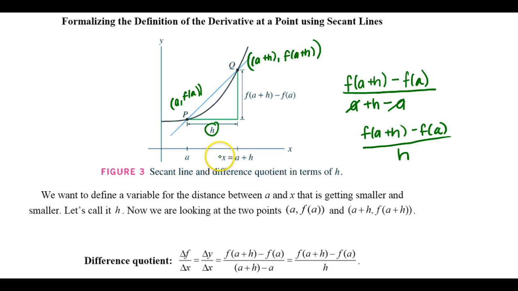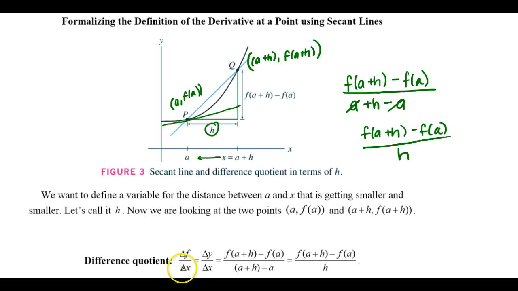Instead of x getting closer to a, we really want this distance that we called h. We want this distance to go down to 0. So if this distance ends up shrinking all the way down to 0 or approaching 0, then that's going to help us find the slope of the tangent line at the value of p.